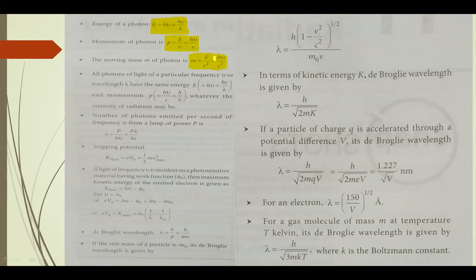All the photons of light of a particular frequency or wavelength have the same energy and momentum, whatever the intensity of the radiation might be. Then the number of photons emitted. This formula is also very, very important. Stopping potential, you can also call it the kinetic energy, both are going to be equal.